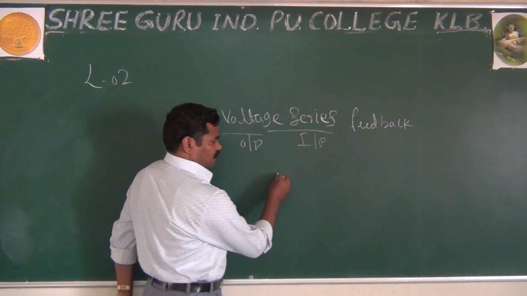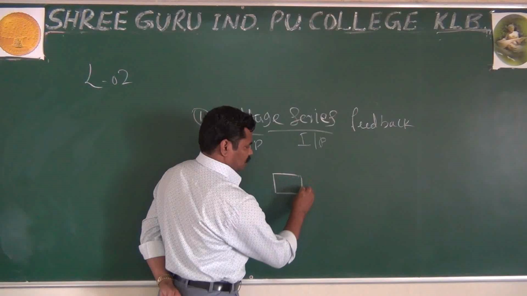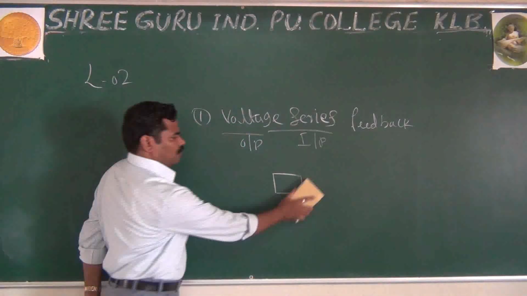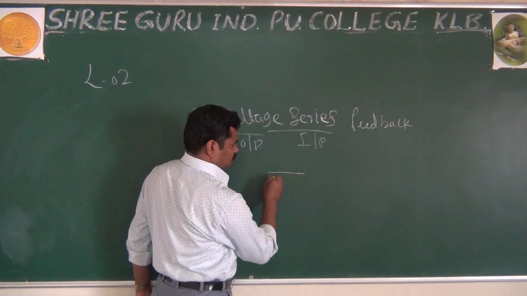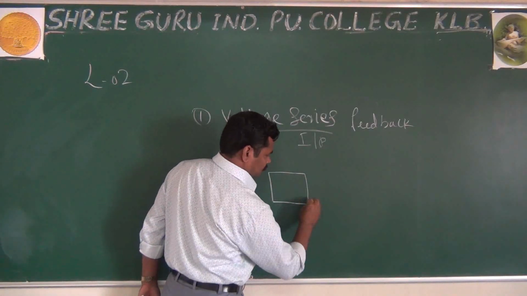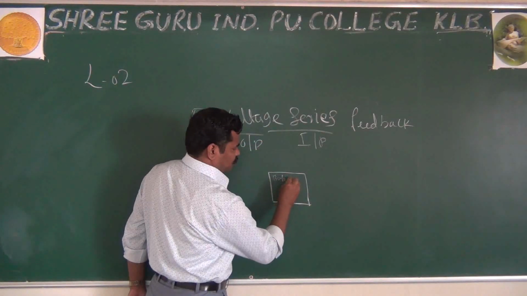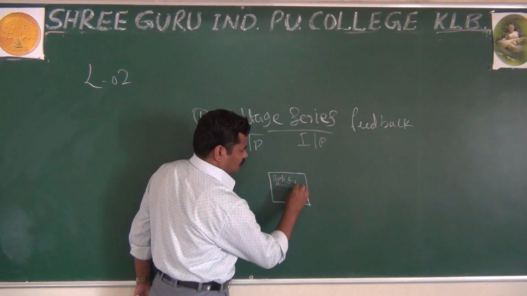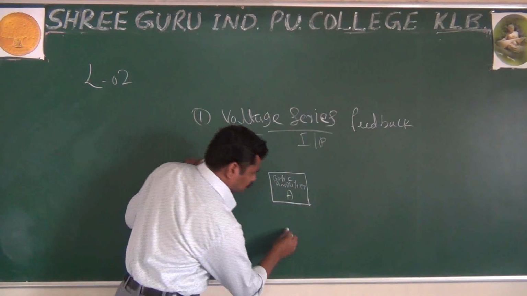First you go for, as we know, the basic amplifier. This is a very big diagram, so it could be confusing. This is the basic amplifier, having the gain A, and also having the feedback network.